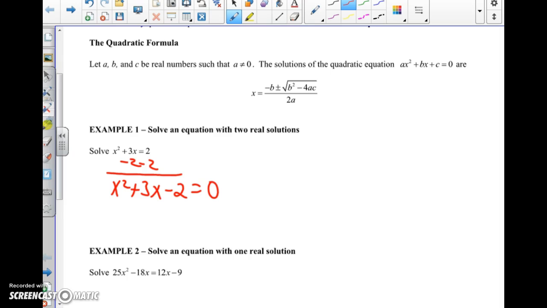Now what you've got to figure out is what's the a, the b, and the c, which I think you guys all have down, right? So in front of the x squared is a 1. So a is 1, b is 3, and c is -2. Very good, you got it.